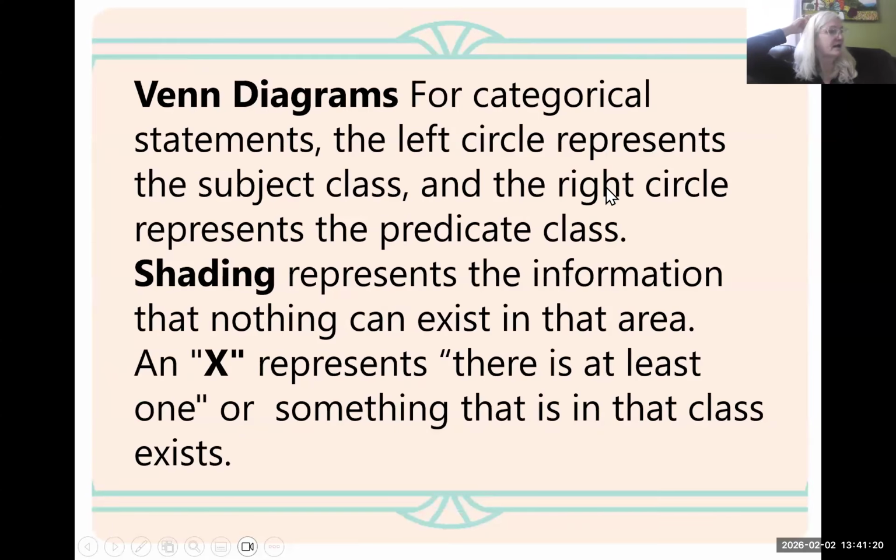For categorical statements, the left circle represents the subject class and the right circle represents the predicate class. Shading represents the information that nothing can exist in that area, and an X represents that there is at least one thing, or something, that is in that class exists.